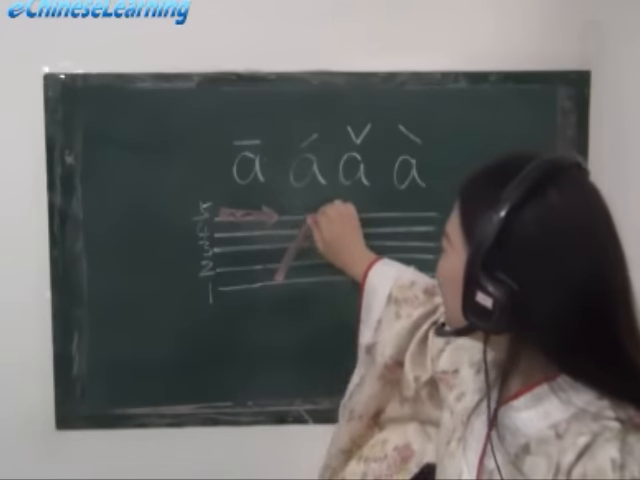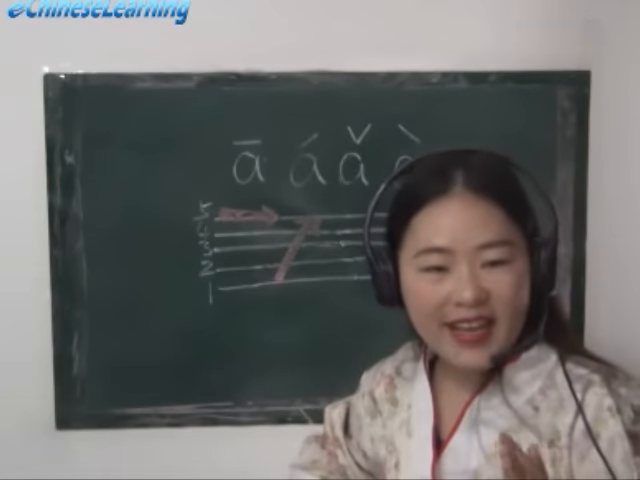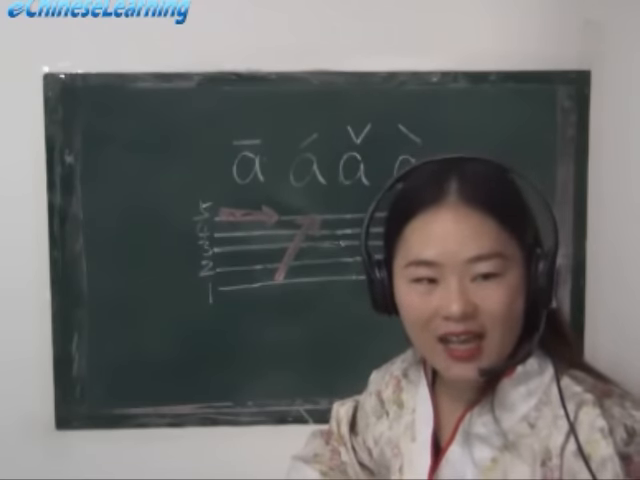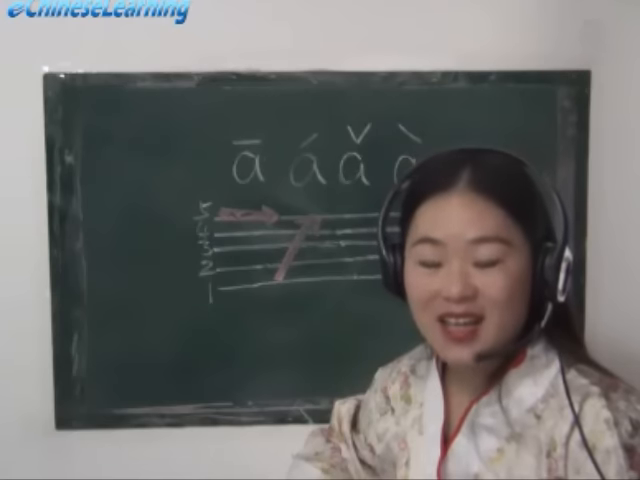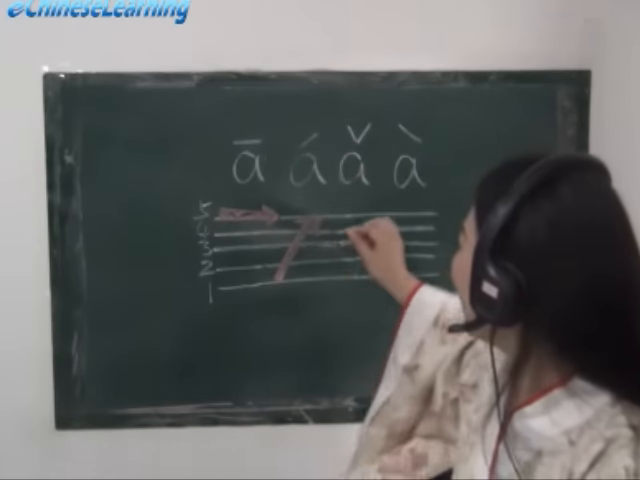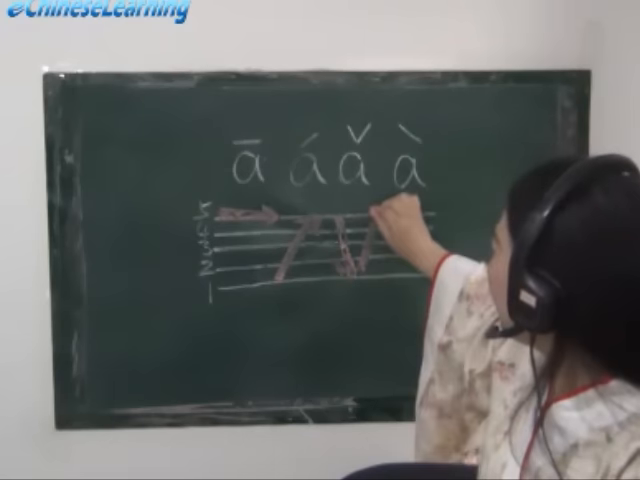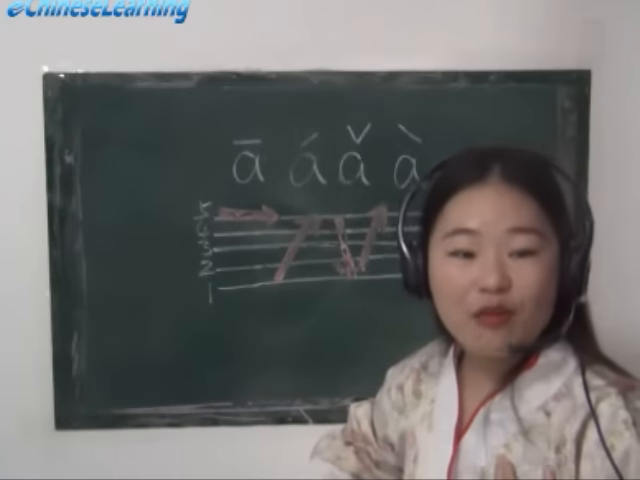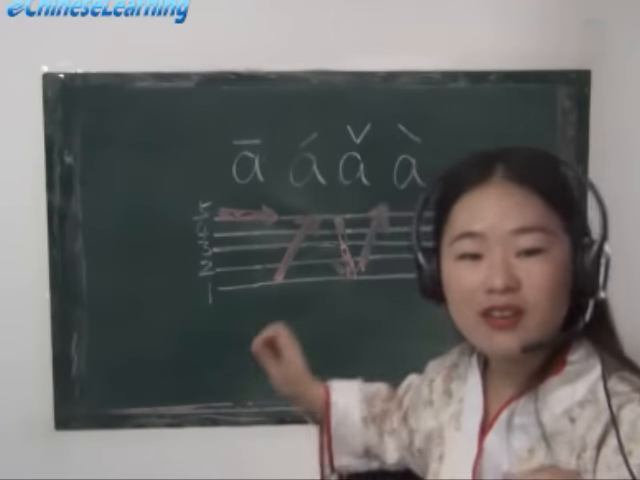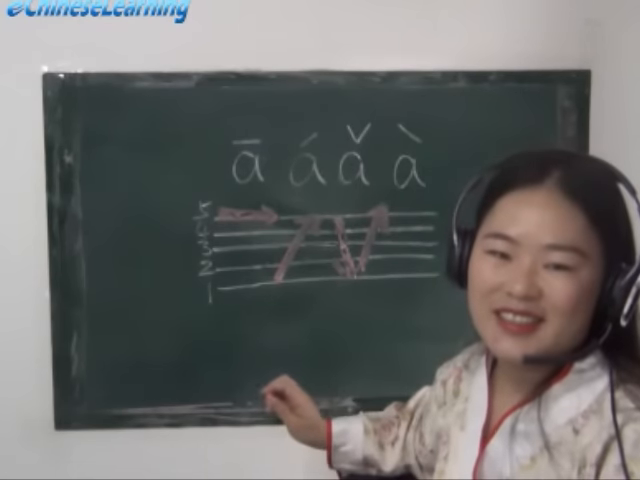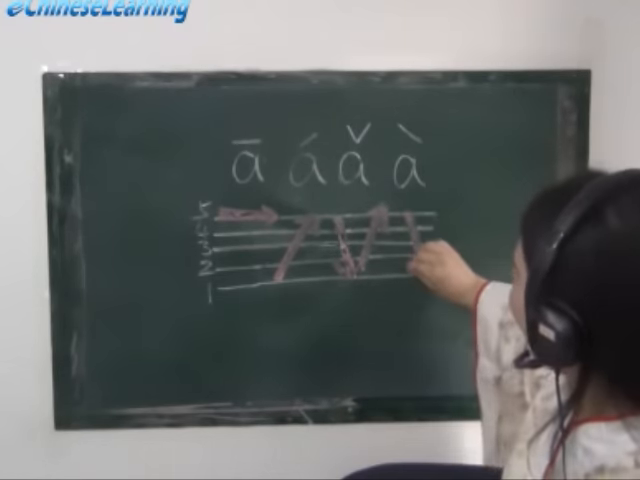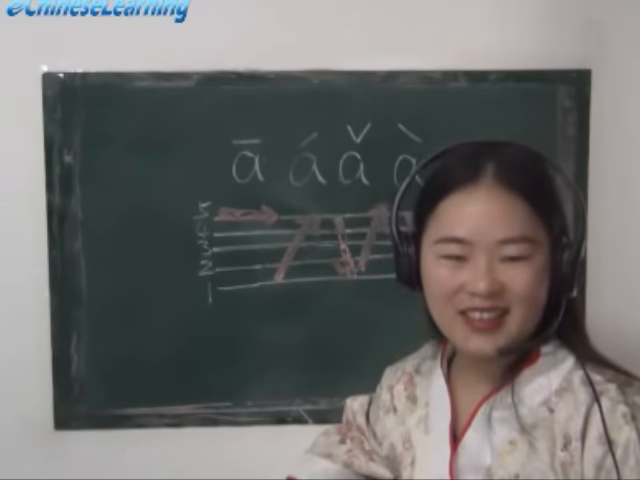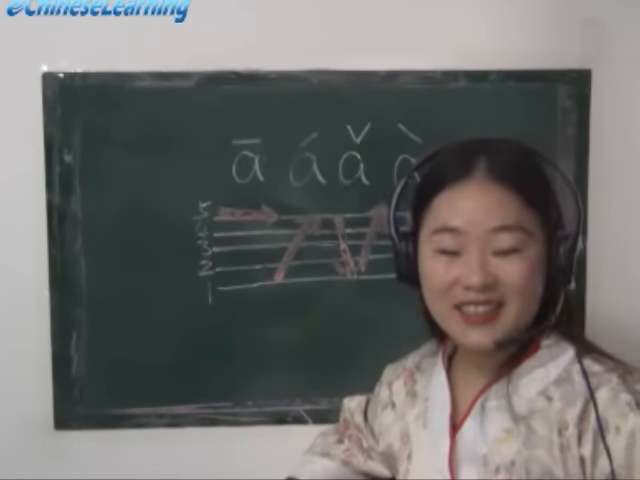And the second tone goes from bottom to top. It's a rising tone. It sounds like English speakers saying, what? That is the pronunciation. Yes, okay. And the third tone goes down first and then up. When you hear people say 你好, the 好 is the third tone, right? And then see here, the last one goes down directly. It sounds like you are very angry. Yes, very good.